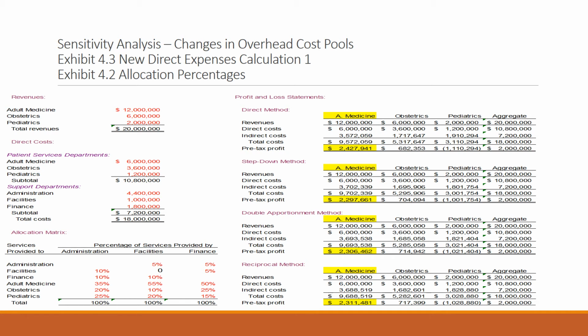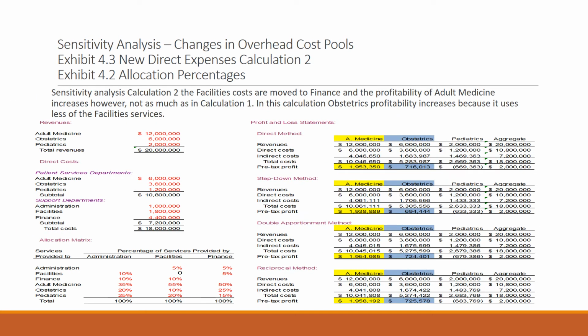Because adult medicine uses the largest amount of facilities services, its profitability shows a marked increase when facilities costs are shifted to administration. These are highlighted in yellow. Sensitivity analysis, new direct expenses calculation 2. In this example, finance has the largest cost pool of $4.4 million. When facilities costs are shifted to finance, adult medicine's profitability also increases, but not as much.